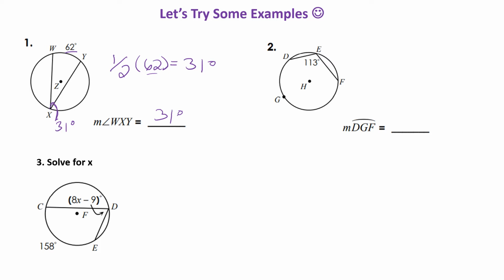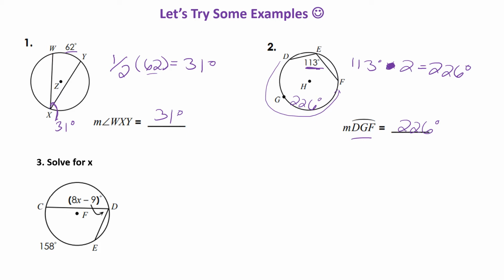Let's look at number 2 here. We have the inscribed angle. So if the inscribed angle is half of the intercepted arc, and we want to find arc DGF, that means the intercepted arc is double the inscribed angle. So if DEF is 113, I could just multiply 113 times 2. That gives me 226 degrees. So arc DGF is 226 degrees.